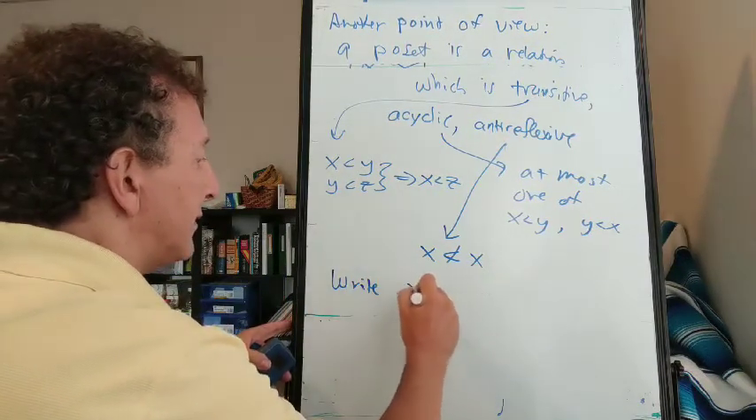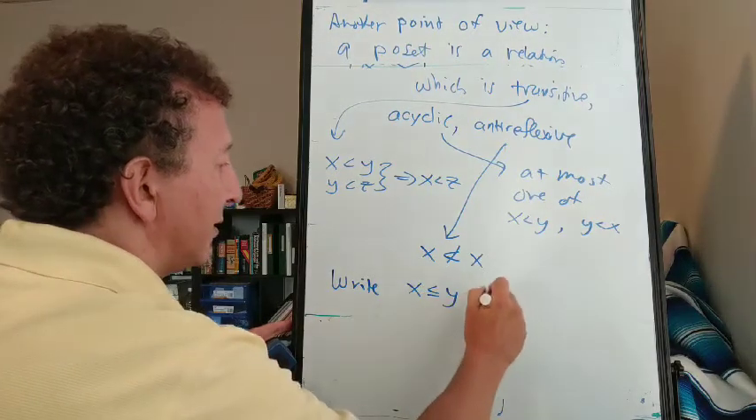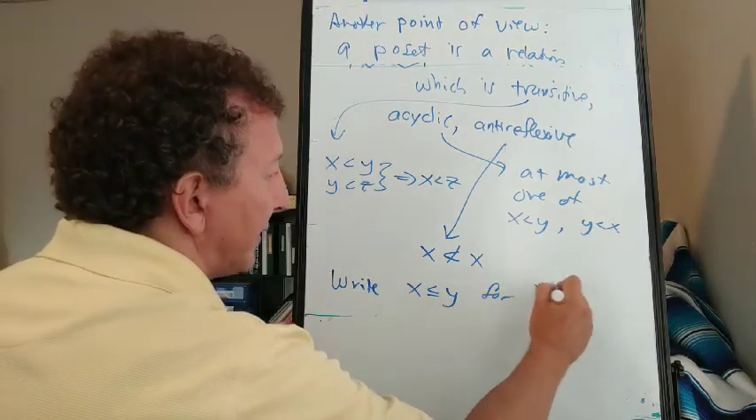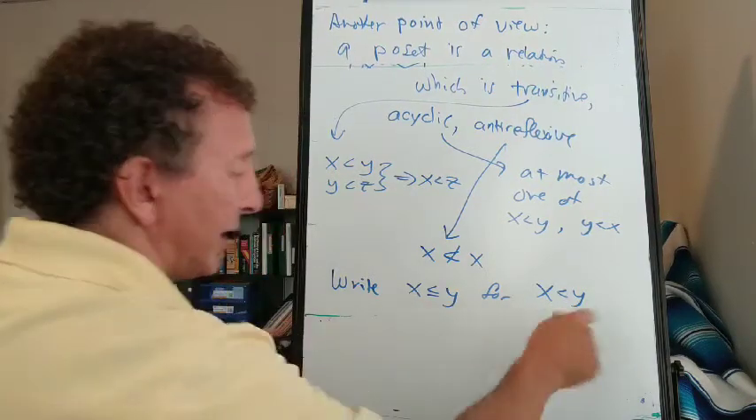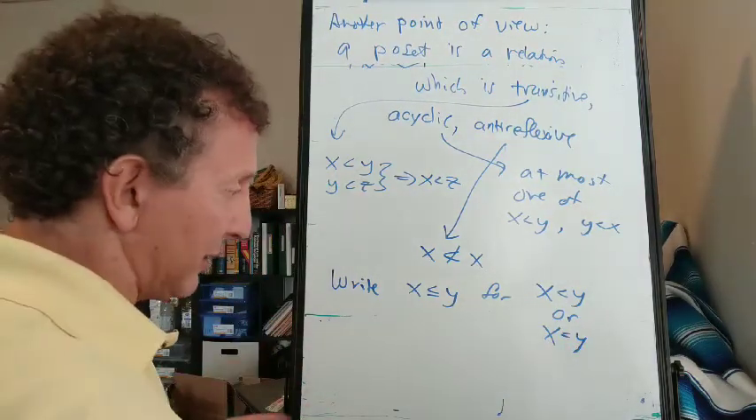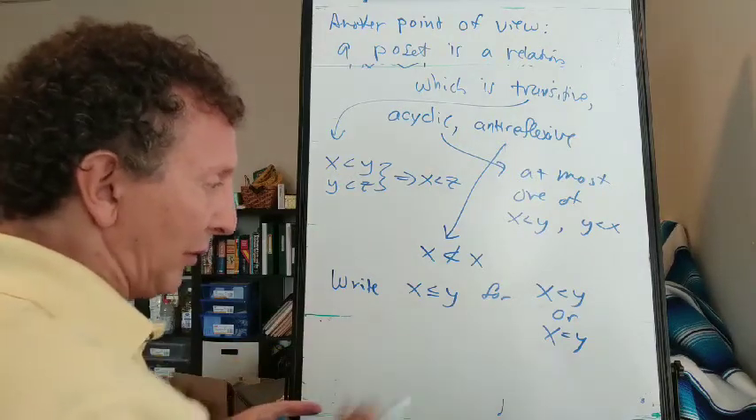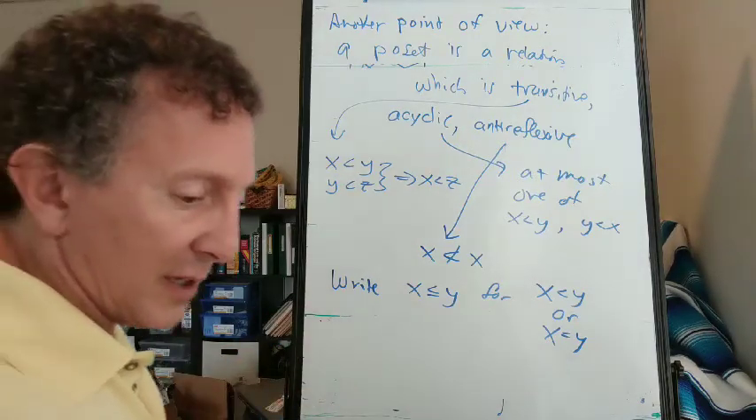We write x is less than or equal to y for x less than y or x equals y, x equals y meaning they're the same element. That's the only way two things can be equal in a poset, if they're actually the same element.